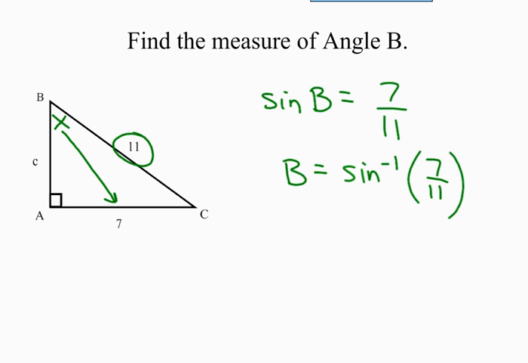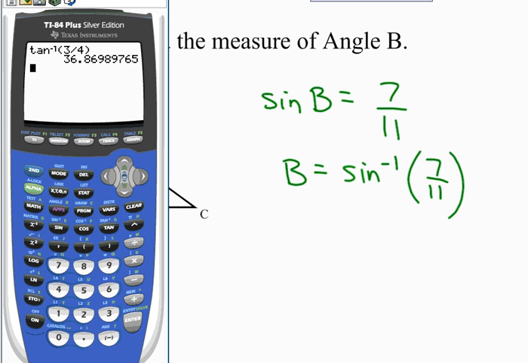Now we can plug the inverse sine of 7 over 11 right into our calculator. Second sine, 7 divided by 11. 39.5 degrees.